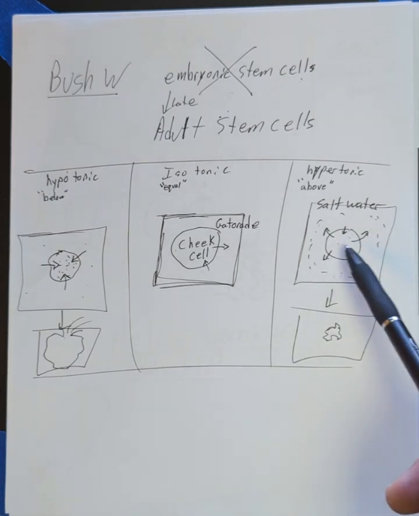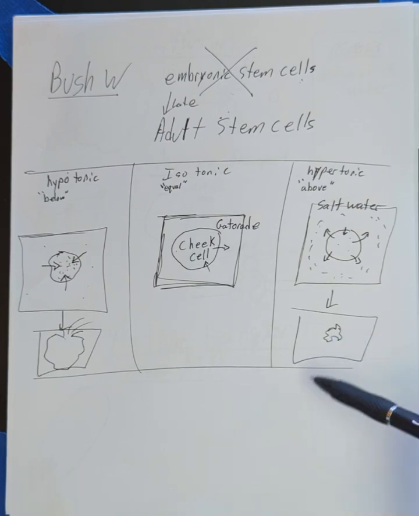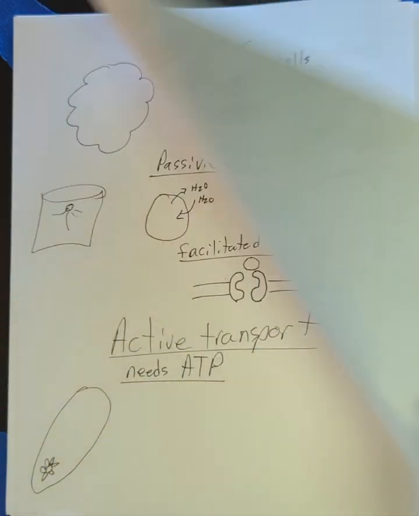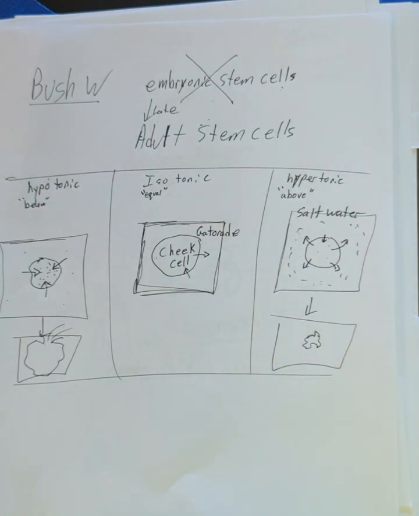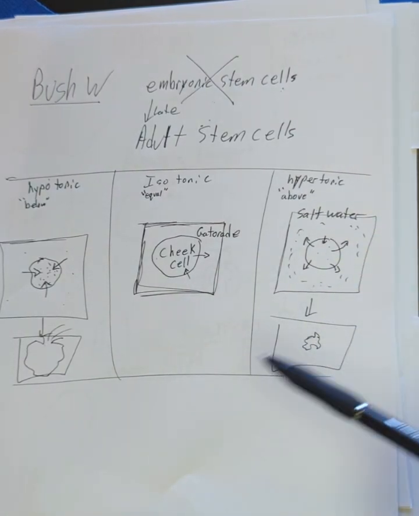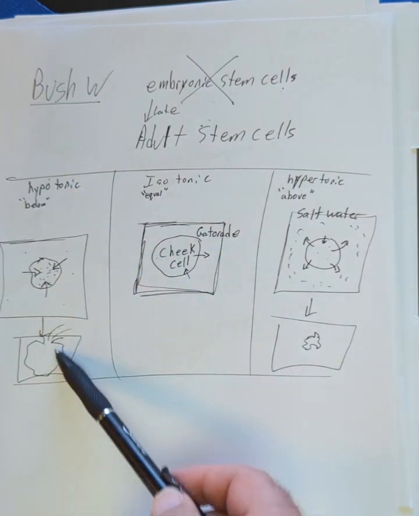And that means more water is going to move out of the cell than into the cell, and the cell will shrivel and shrink and die. So if you take a fish from the ocean and put it in your freshwater tank at home, this happens. Okay? If you take your goldfish from home and you put it in the ocean, this happens.